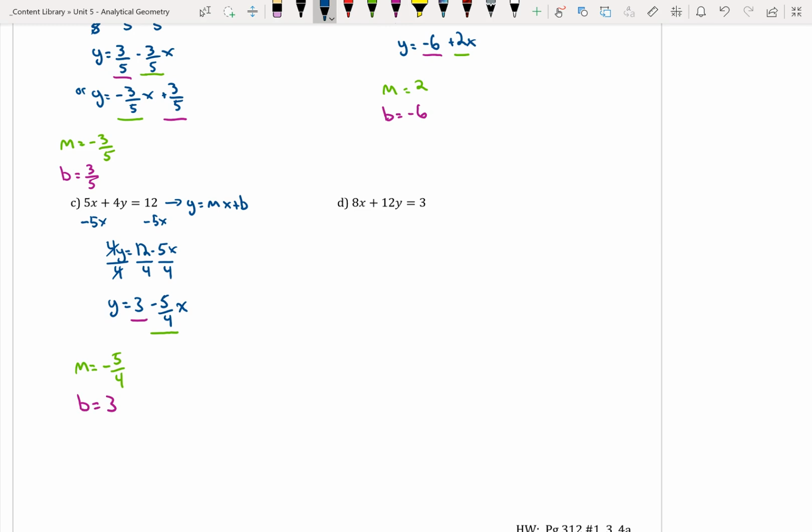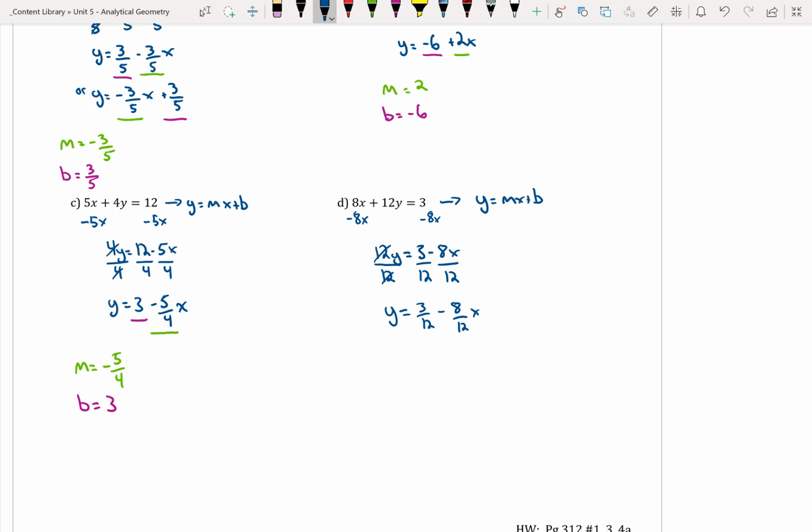In our last example, 8x plus 12y equals 3. I want to get this into y equals mx plus b. I want to move the 8x over, so I'm going to minus 8x from both sides. I'm left with 12y equals 3 minus 8x. I want to get y by itself, so I'm going to divide, or do the opposite of multiplying. I'm going to divide by 12 and divide everything on the other side by 12 as well. It'll cancel on the one side. I'm left with y equals 3 over 12 minus 8 over 12x.